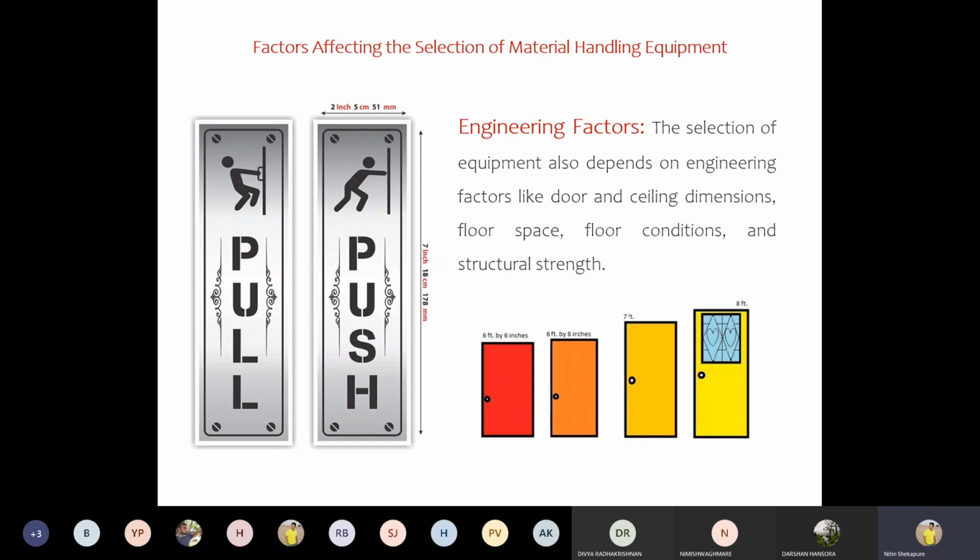Then other engineering factors: the selection of equipment depends on engineering factors like door and ceiling dimension, floor space or floor condition, and structural strength. Tomorrow again we will go through all these factors as we are running out of time. I will stop over here, and tomorrow we will revise all these factors and study the different types of material handling equipment. Is it okay? Yes, sir.